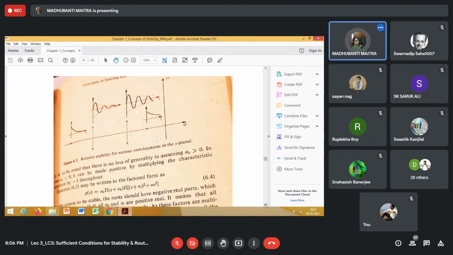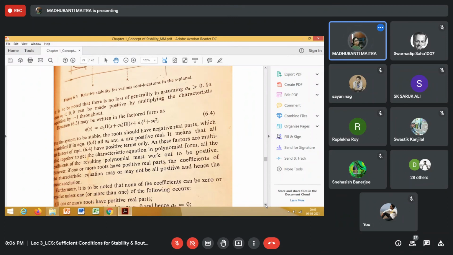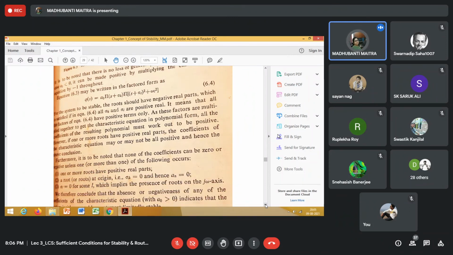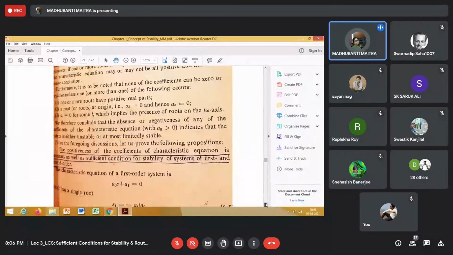Okay. Now, these are the necessary conditions. Already the points are enumerated here. You can go through this. Now, these necessary conditions are also sufficient conditions for only first order and second order systems.